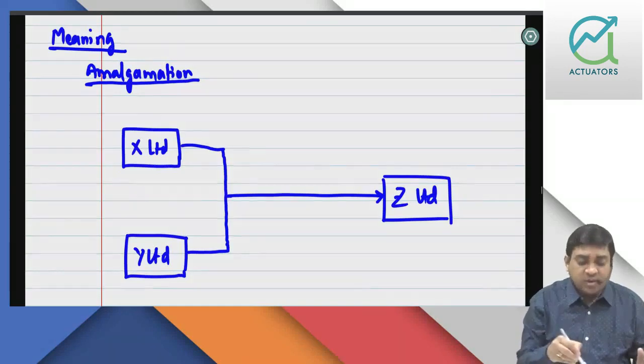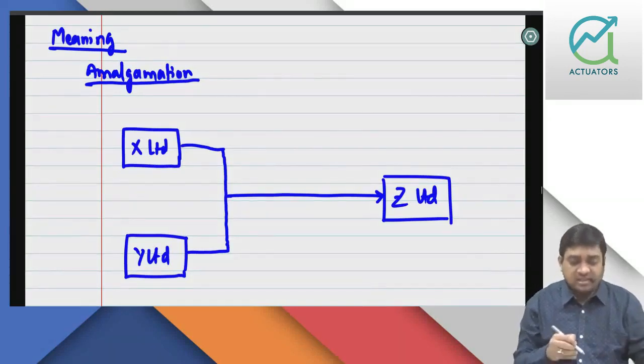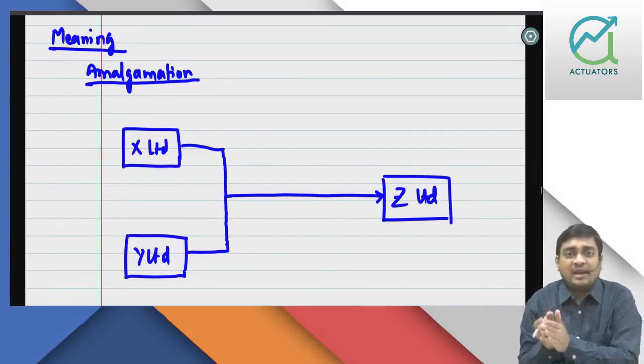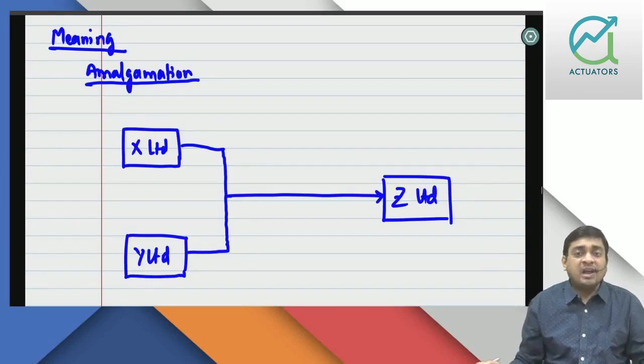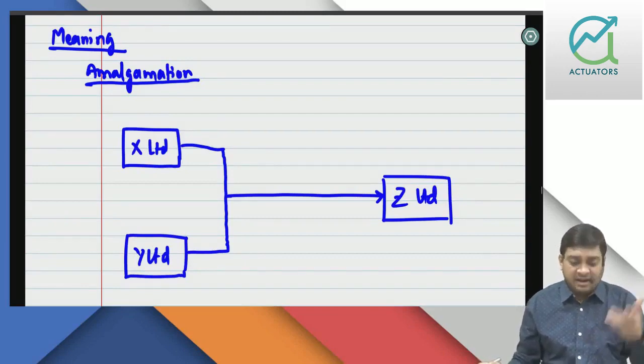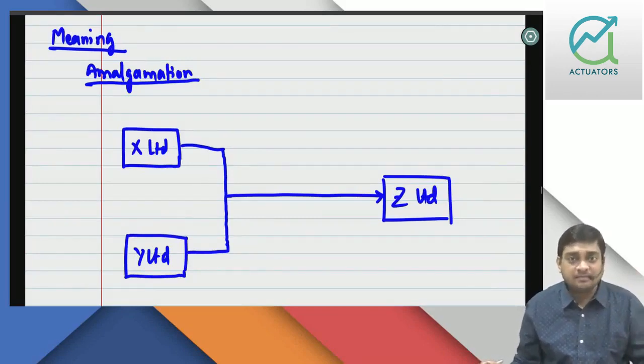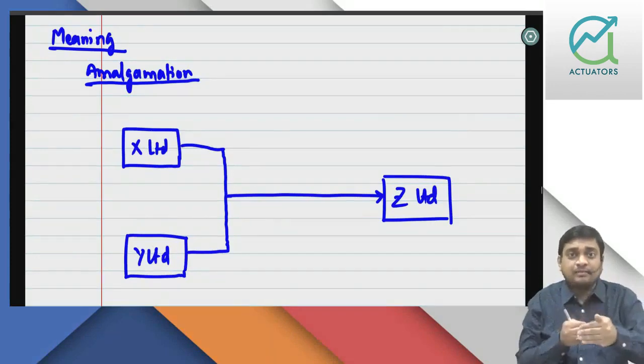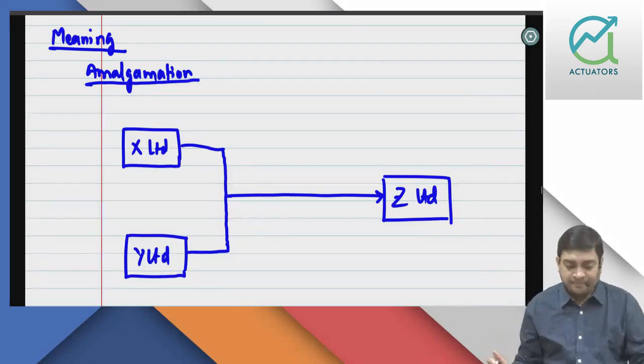right? X was carrying out business in its own name, Y was carrying out business in its own name. Now they have decided to come together and form a new company, Z Limited. Now X will be called as Z Limited, Y will be called as Z Limited. So this is amalgamation. They both have decided to amalgamate, combine their business activities, business assets and everything. Right?